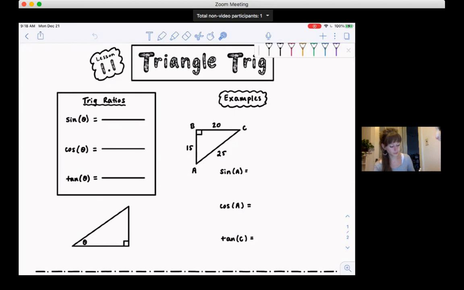So we have the three trig ratios, sine, cosine, and tangent, and they're defined for right triangles. This symbol is called theta. That's just a symbol for an angle. It's like a variable for an angle.